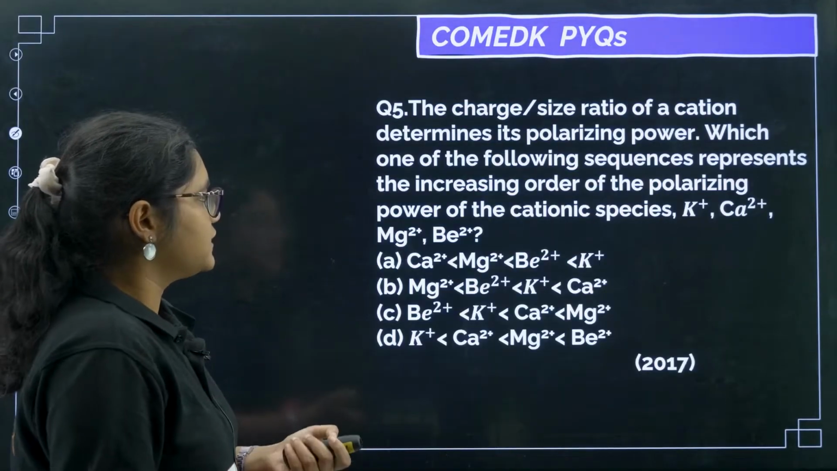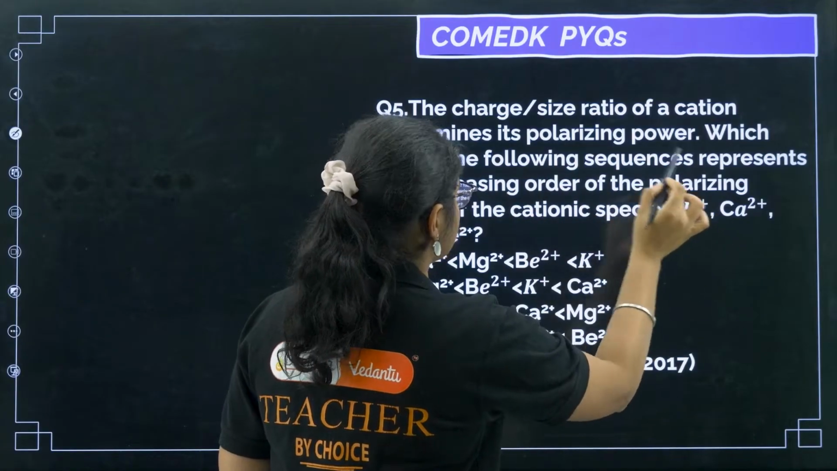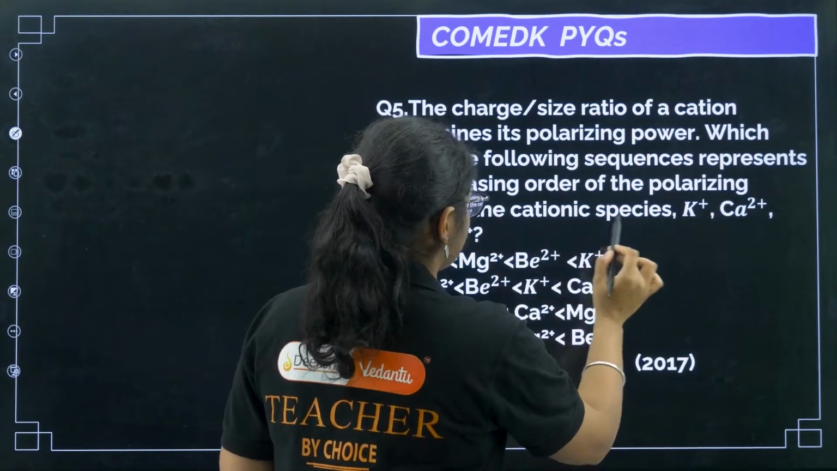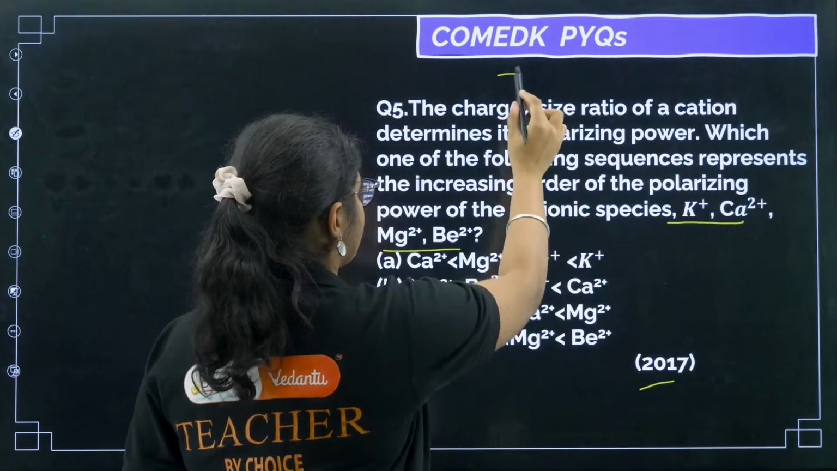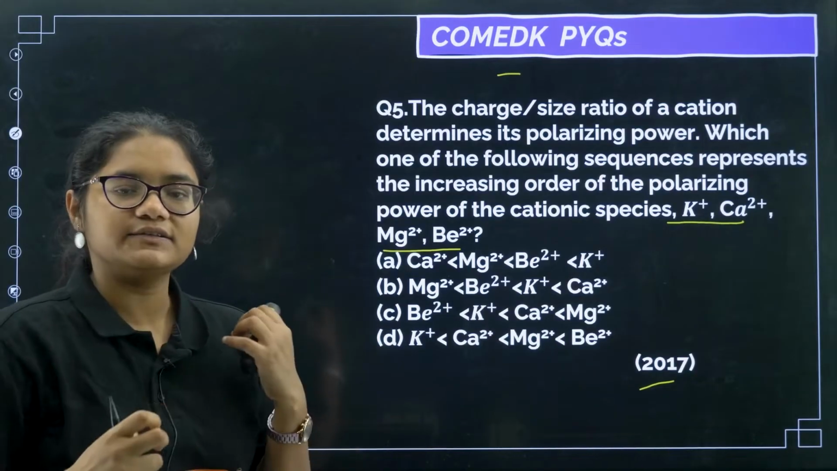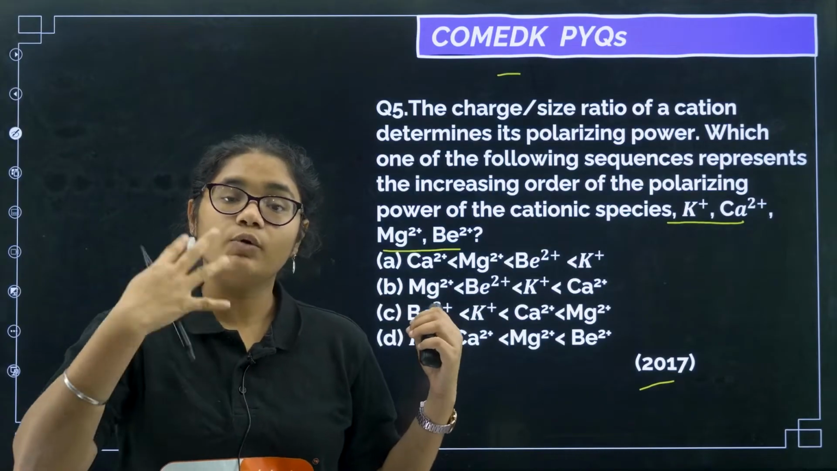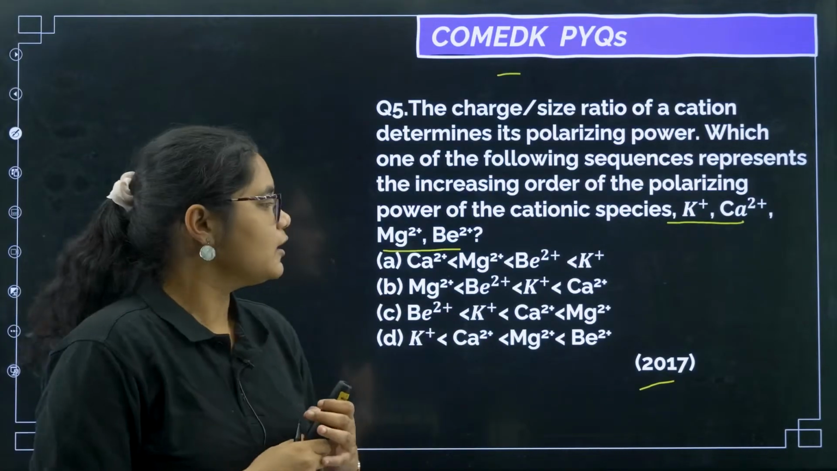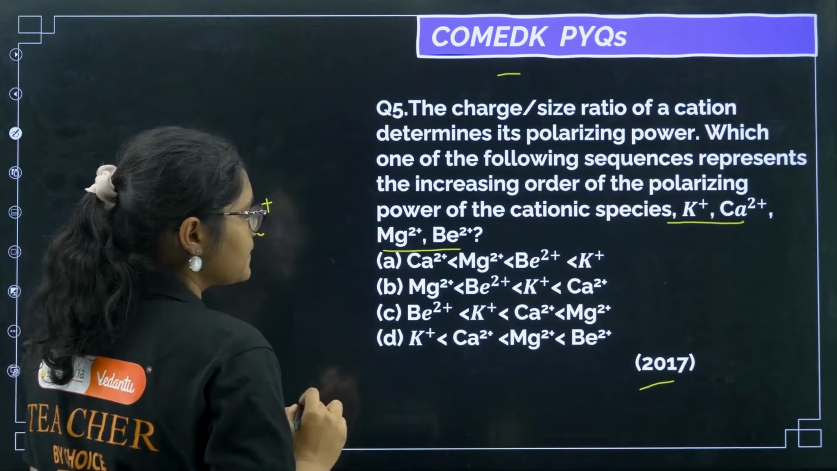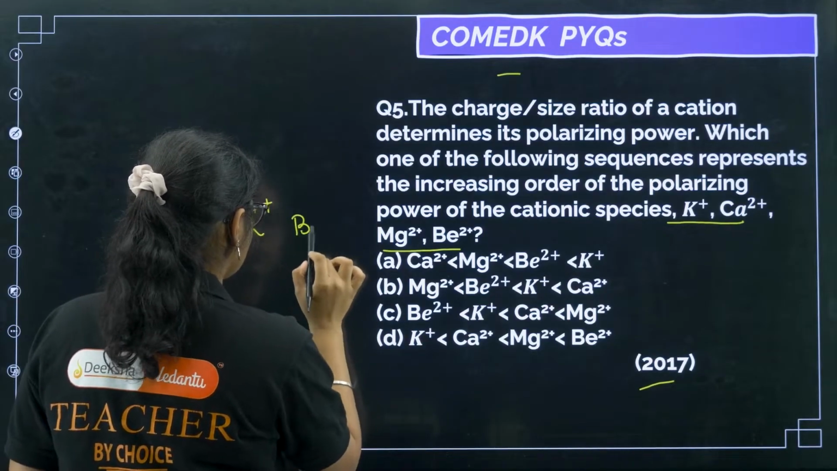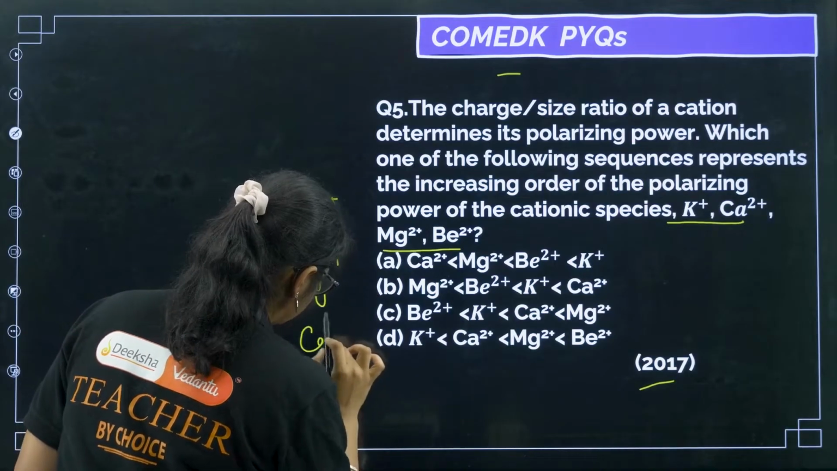Okay. Next, the charge to mass ratio of a cation determines its polarizing power. Which one of the following sequences represents the increasing order of the polarization of the cationic species? This question was asked in 2017, again KCET, a Fajan's rule question. Smaller the size of the cation, more will be the polarizing power, or more the charge, more the polarizing power. Now if you see here, we have first potassium, then beryllium, then magnesium and then calcium.